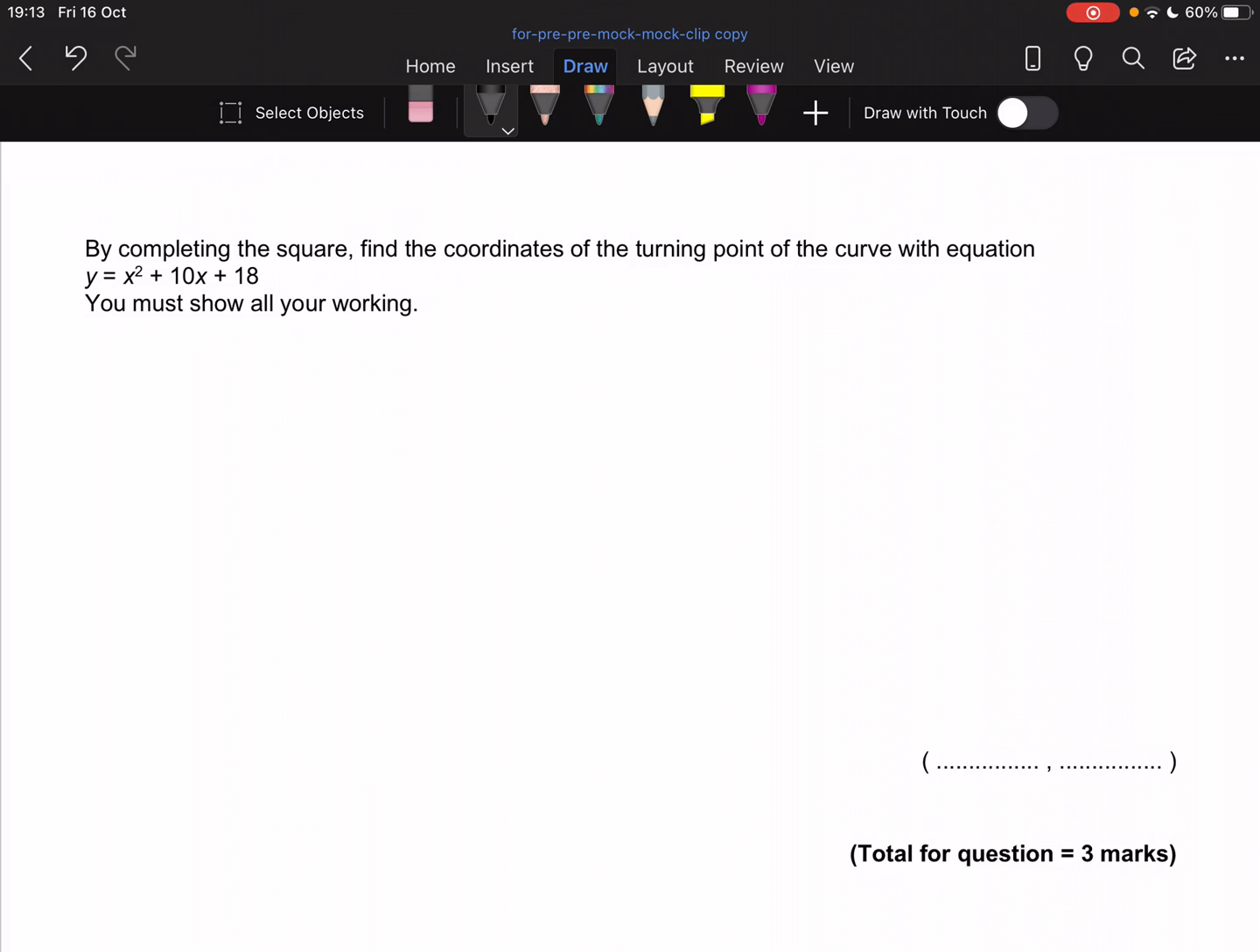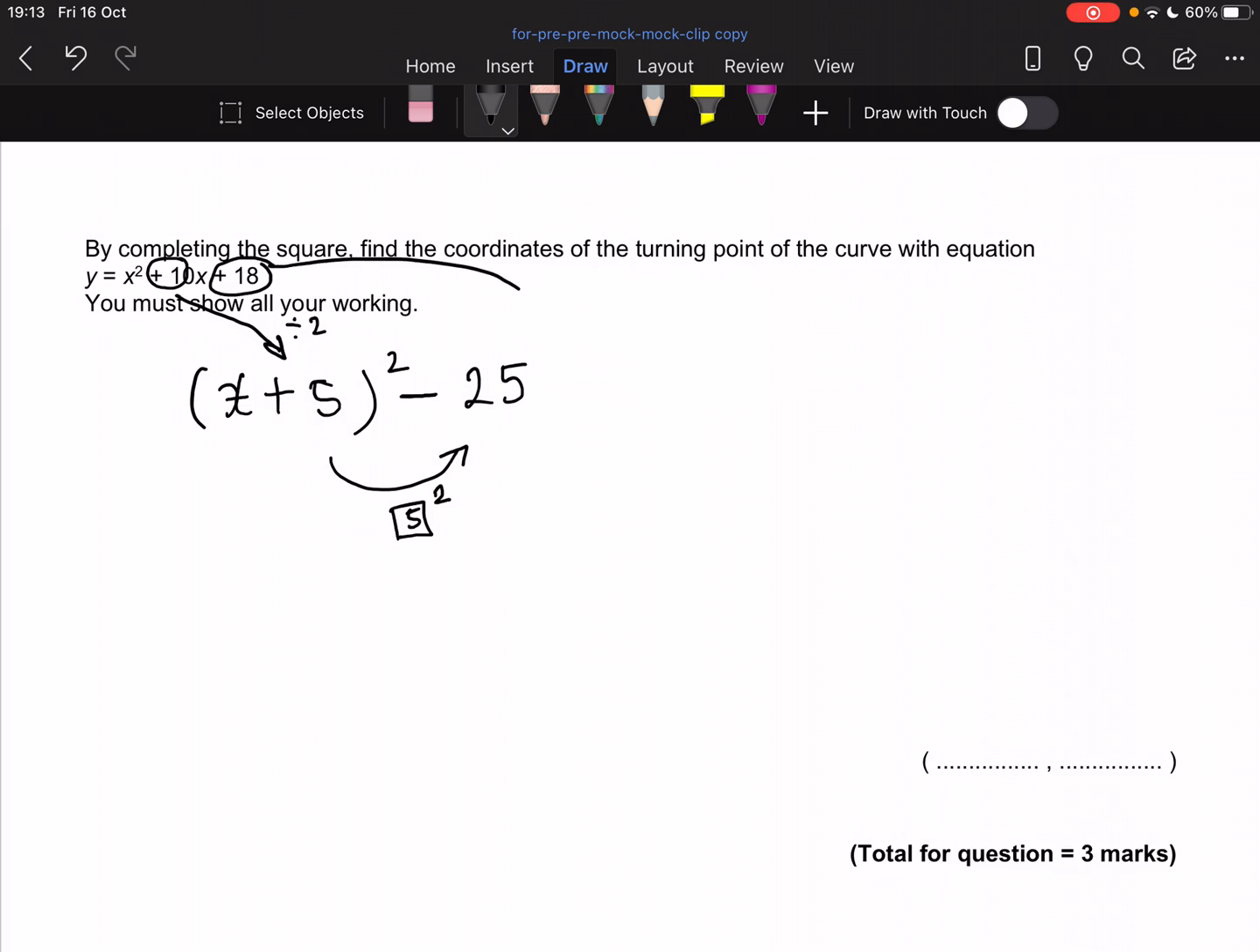So it says, by completing the square, find the coordinates of the turning point of the curve with the equation y equals 2x squared plus 10x plus 18. We must show our working. So we know for completing the square, we open a bracket and square it. Inside we put x plus half the number in front of the x. Half of 10 is 5. Then we always subtract the square of the number in the bracket, so I subtract the square of 5, which is 25. And then I always bring down my constant term, in this case plus 18.